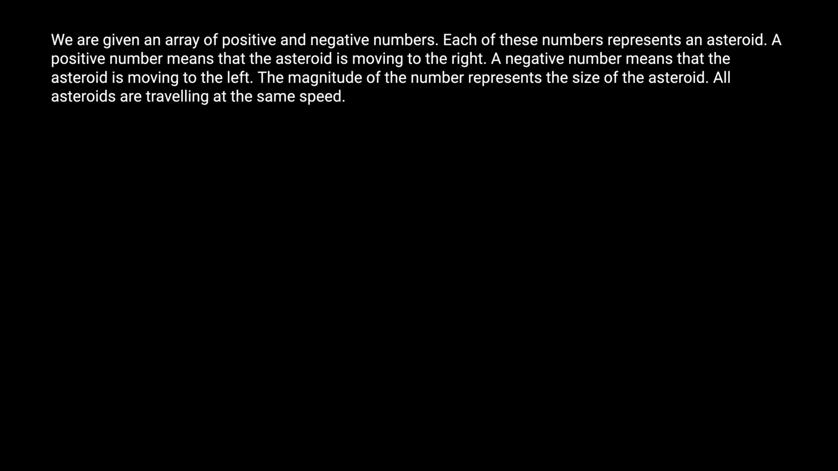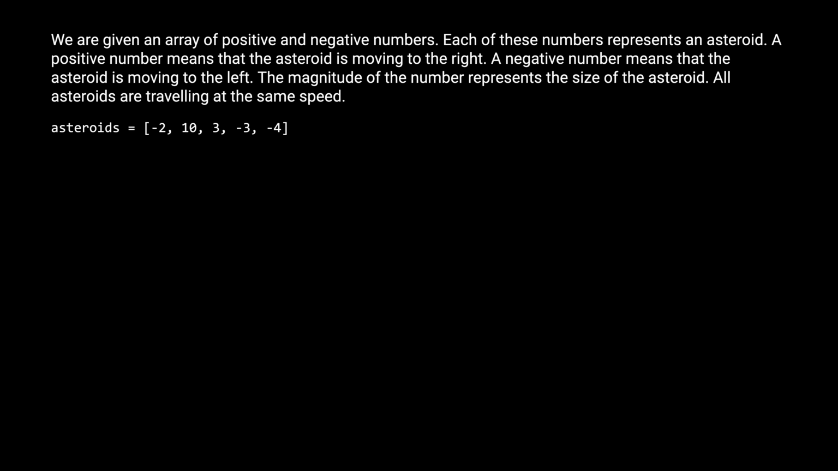Asteroids heading towards one another are going to collide. When asteroids collide, the asteroid that is smaller is destroyed, and nothing happens to the larger one. If both asteroids are the same size, then they both get destroyed. Our job is to return an array of all the remaining asteroids after all the collisions have occurred.